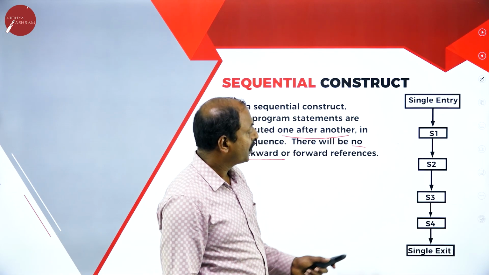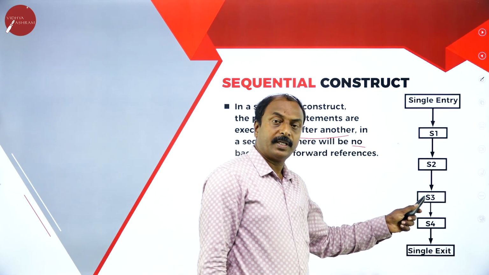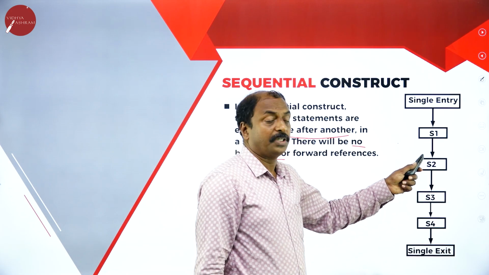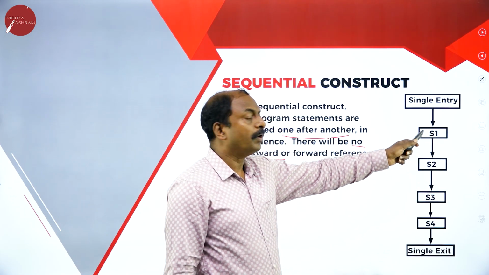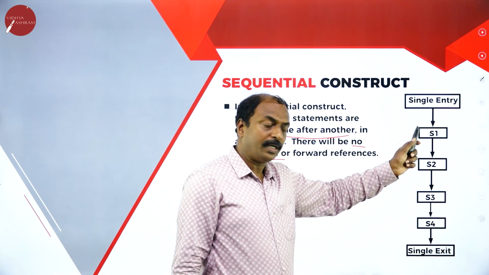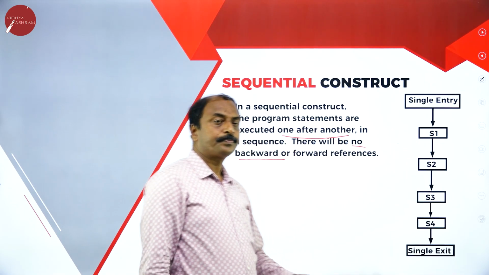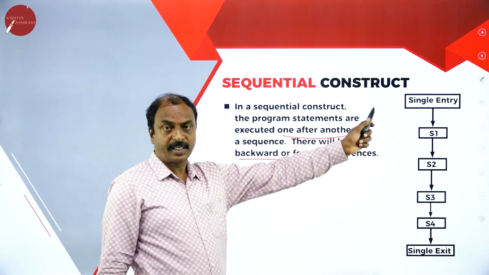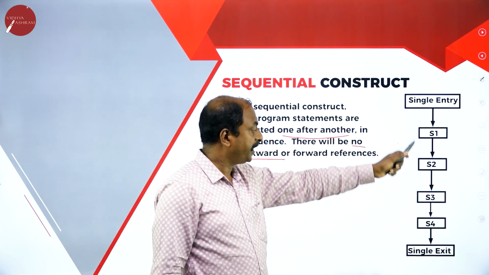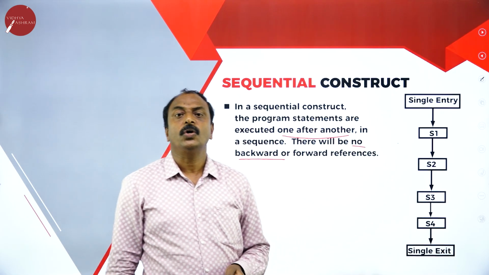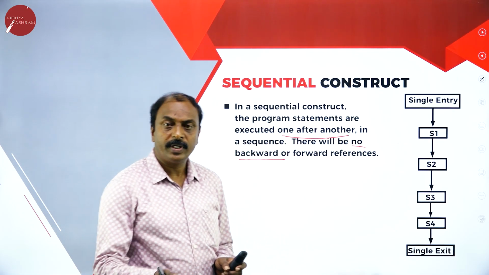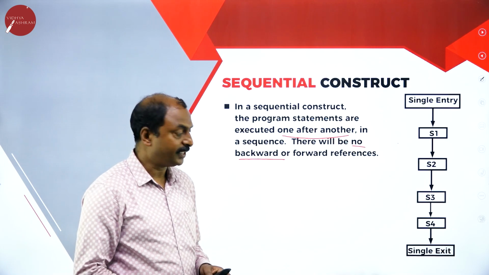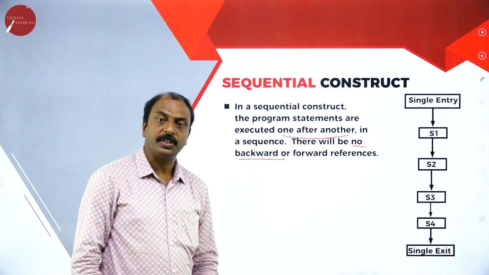The meaning is, after executing statement 3, you cannot execute statement 2, or after executing statement 2, you cannot execute statement number 1. So, this is the meaning of a sequential construct, where all the statements execute one after another, and there is no question of forward or backward references. So, this is the sequential construct.